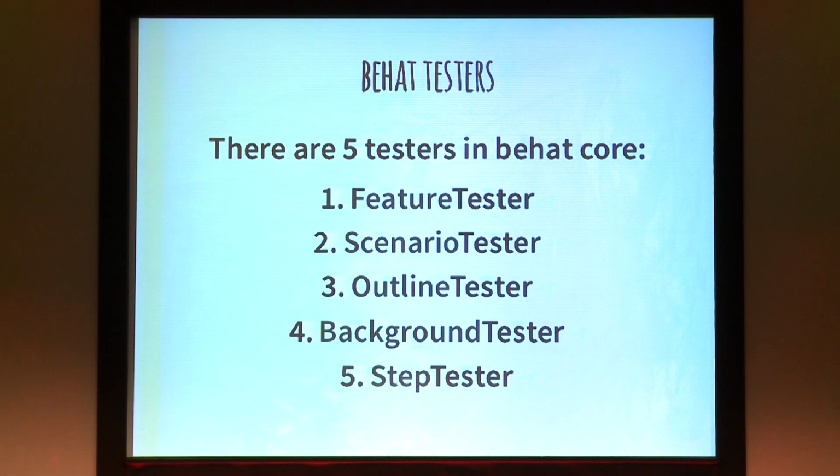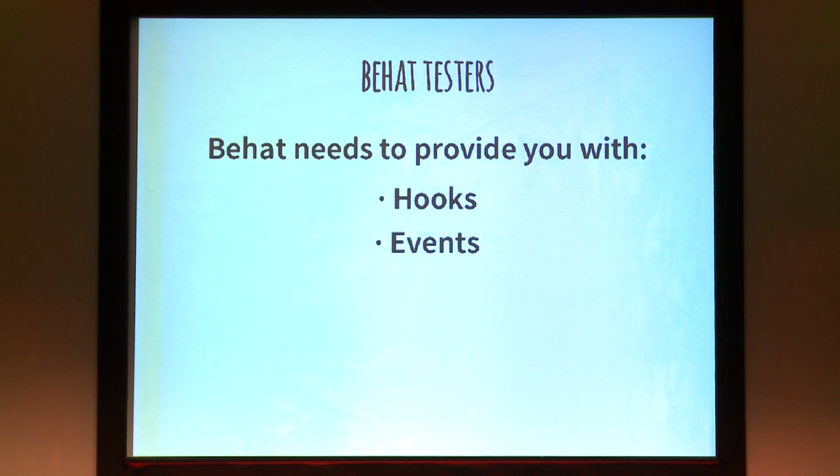Next problem, Behat testers. Behat has this hierarchical structure where it has feature tester, scenario tester, outline tester, background tester, step tester. And what they do, as you could imagine, is test whatever data structure you provide to them. The problem is that all of them are extensible through hooks, and all of them are producing events, in addition to actually testing things. And by introducing both an event dispatcher and a hooks dispatcher into each tester, the code's complexity grows exponentially. So what do we do?